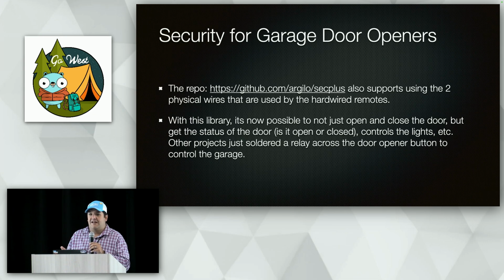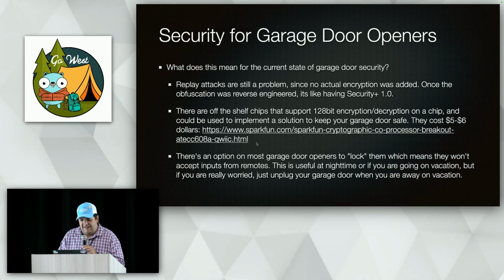So you can ask it, hey, is the door open? Is it closed? Is there a sensor tripped? Go turn on the light? You can also even lock it, which is kind of cool. So what does this actually mean for the current state of garage door security? What we found out is that this encryption stuff, garbage, it's not really encryption.